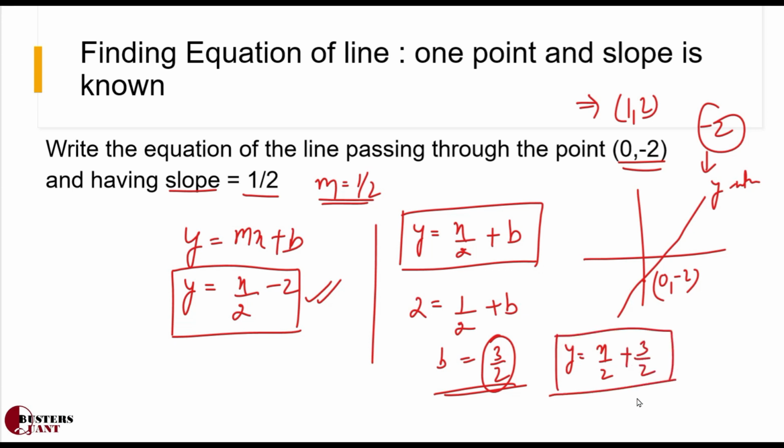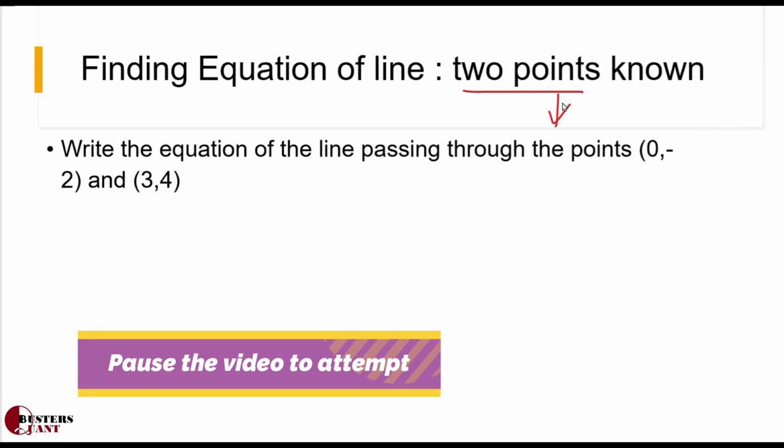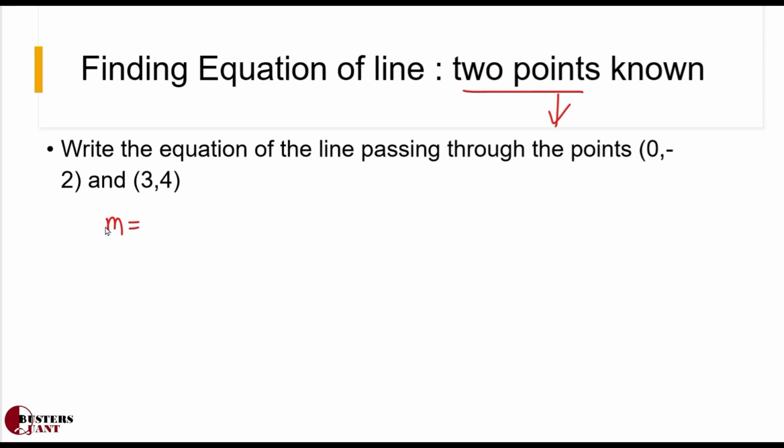So if I know one point, any point, and the slope, then I can find the equation of the line. Now suppose you are given 2 points, but the slope is not given. First of all, we should find the slope. What is the slope? m equals y2 minus y1, so it will be 4 minus 2, upon, okay, this 2 is minus 2 actually, (0, -2), so it will be 4 minus of minus 2, which is 4 plus 2, and this is 3 minus 0, so it will be 6 upon 3, which is 2. M is 2, the slope is 2.